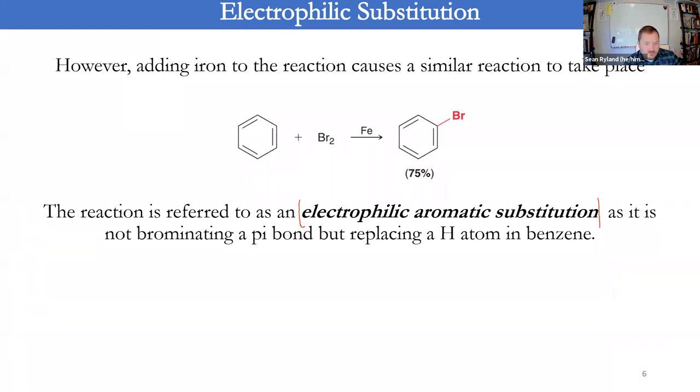And a lot of times, you'll see them write the word aromatic in there. Electrophilic substitution really only happens when you've got an aromatic molecule, so it's a little bit redundant to say that. The difference here is that we're not breaking a pi bond. We're going to rip a hydrogen off and replace it with a bromine, but we still wind up with just as many pi bonds before and after. So we still keep that aromatic character.